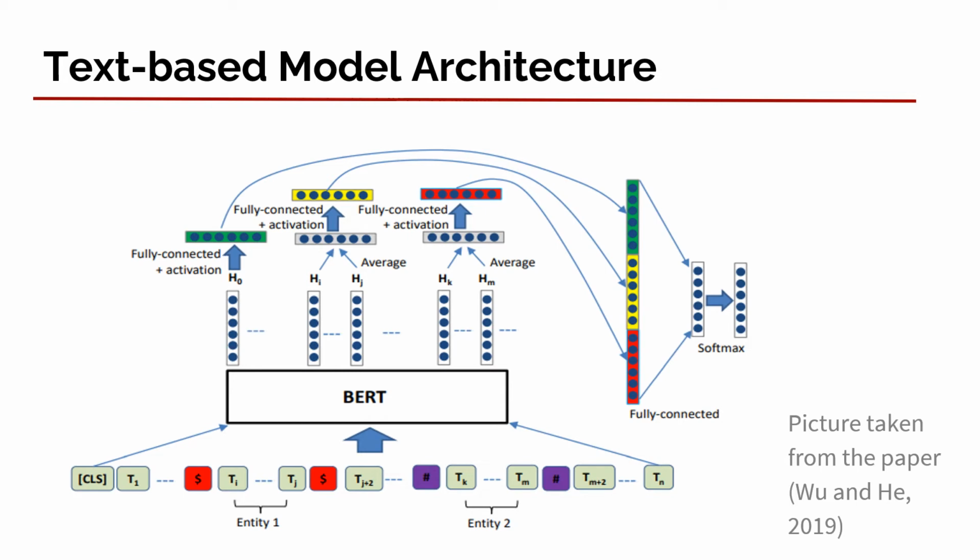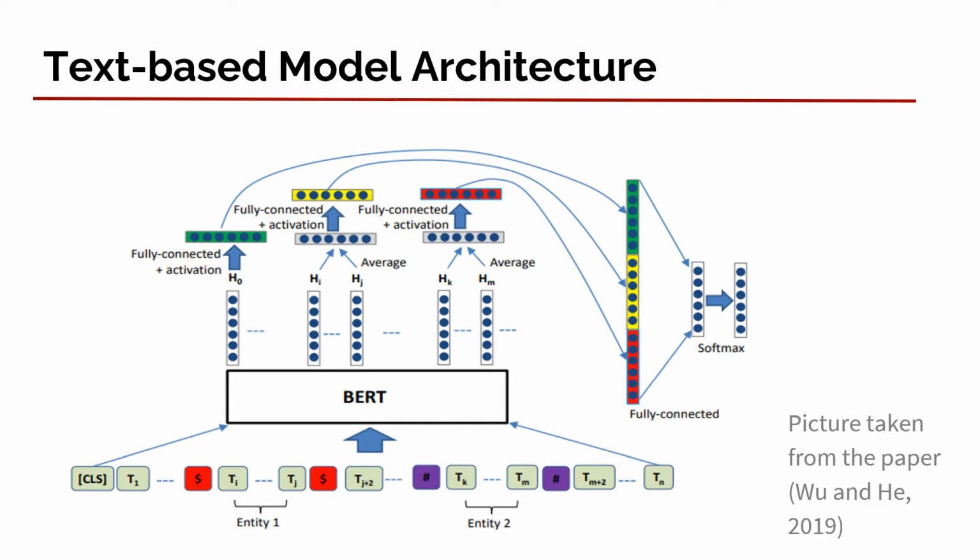Then using the CLS token, we try to get the BERT-based contextual embeddings. So we have the mention pool average embeddings of the two different entities, and also a CLS output. So the CLS output is H0. Hi and Hj are the contextual average embeddings of entity 1, whereas Hk and Hm are the average entity representation of entity 2.